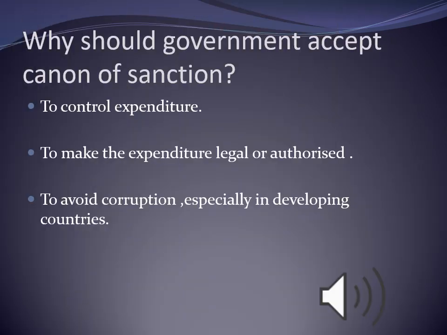Now we will understand why government should accept canon of sanction. First point is to control expenditure. As in the canon of sanction, the expenditure done by government is approved by higher authorities, so it will always be under control. Second, to make the expenditure legal or authorized. We can see again that if the expenditure is approved by higher authorities, it would always be authorized, and if it is approved, that means it is legal. Third point, to avoid corruption, especially in developing countries. In developing countries, like in India, corruption is a huge problem which could be dealt with the help of canon of sanction.